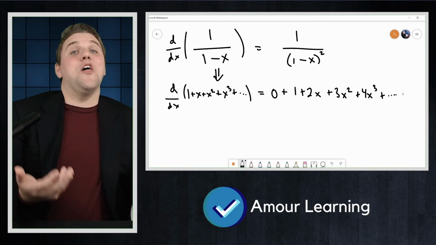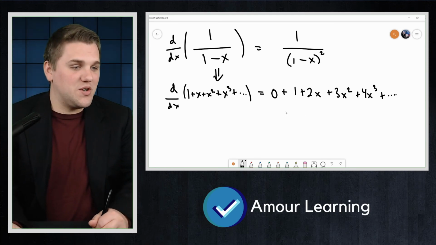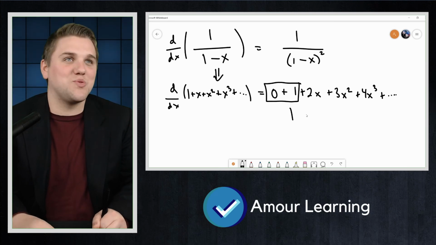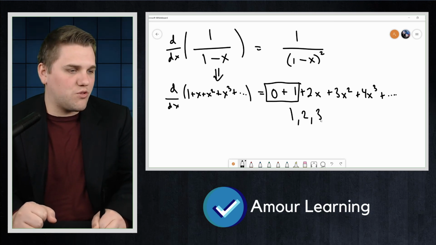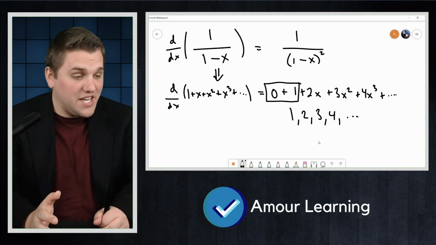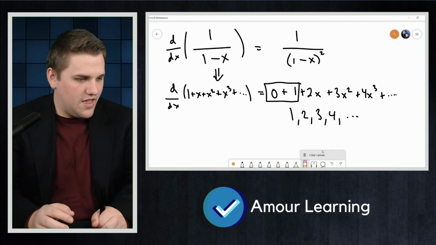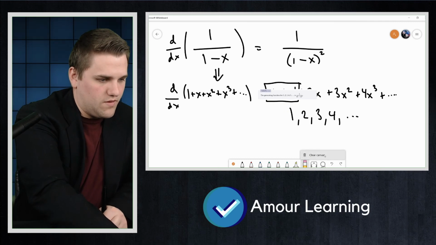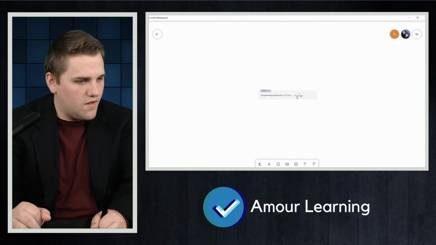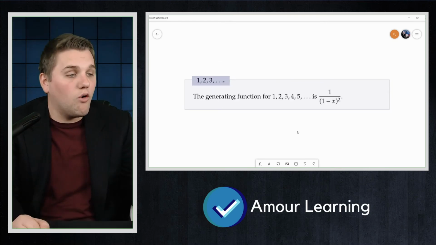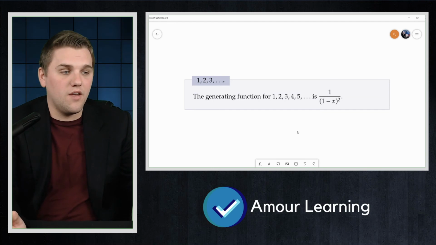Which is, by the way, the generating series for the sequence 1, 2, 3, 4, and so forth. Don't forget, 0 plus 1 is 1. So what this all means is that the generating function for 1, 2, 3, 4, 5 is 1 over 1 minus x all squared.